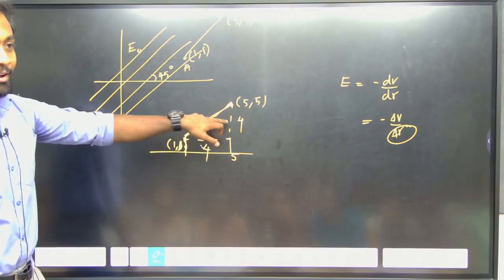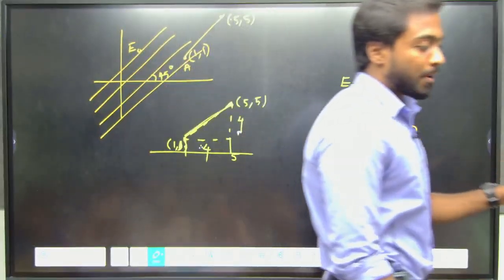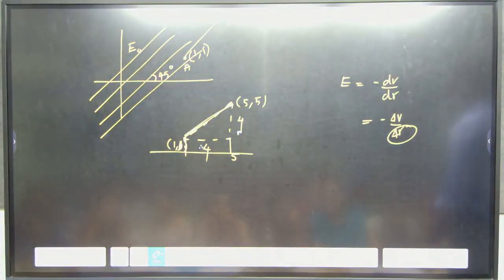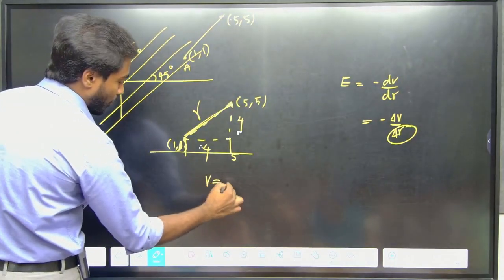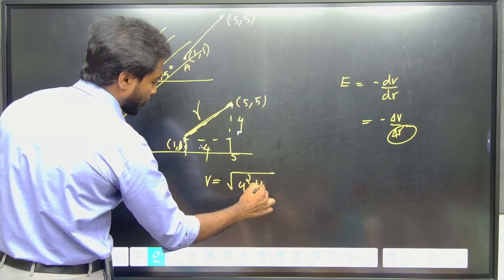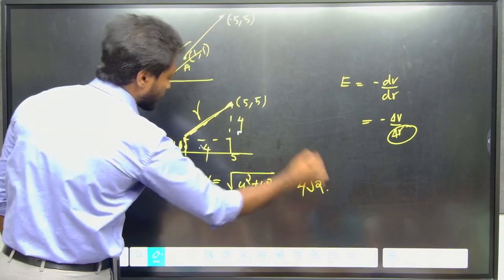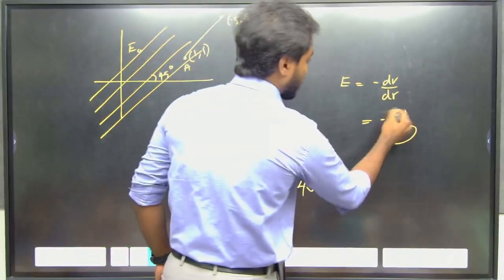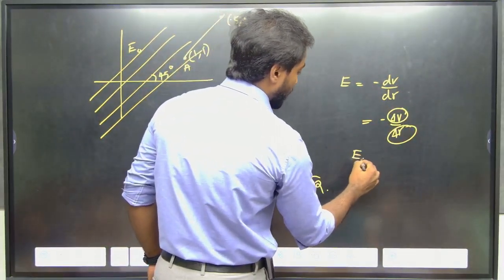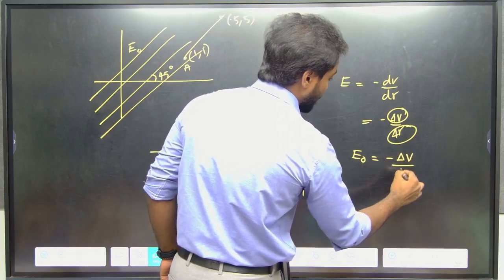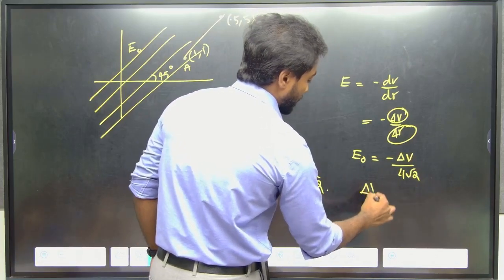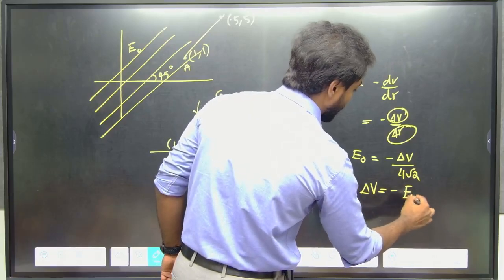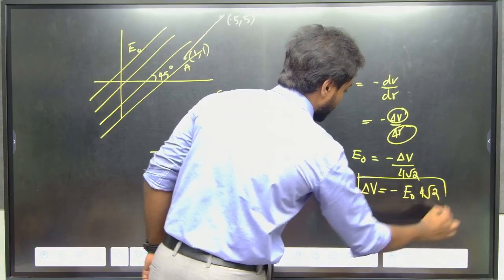The sum of squares of the two sides should be equal to the hypotenuse square. Let me take this as r. So r will be equal to the square root of 4 square plus 4 square, which is nothing but 4 root 2. This is my answer for this. And now they are talking about the change in potential. So E naught will be equal to minus delta V by 4 root 2, which gives delta V equal to minus E naught times 4 root 2. This is my answer.